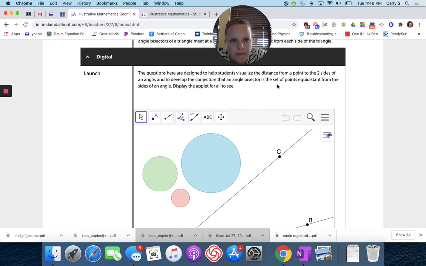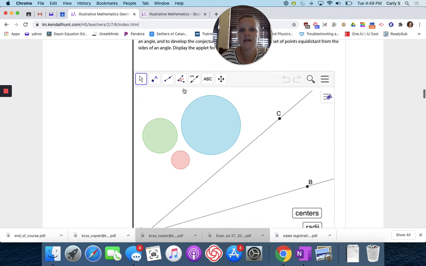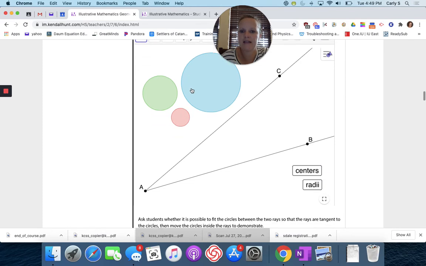So here, we are going to help visualize the distance from a point to the two sides of an angle, and we're going to develop the conjecture that an angle bisector is the set of points equidistant from the sides of an angle. Read that again. An angle bisector is the set of points equidistant from the sides of an angle. Okay, so let's look at this.